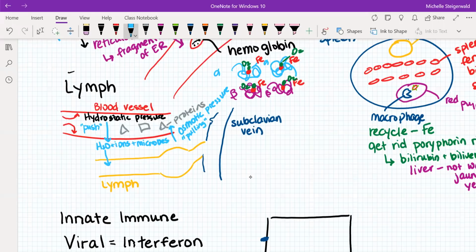The lymph vessels will pick up the fluid, the ions, the microbes, and move it through the entire system. The lymph vessels are extensive, and they have several lymph node centers. These are germinal regions. These are areas where immune cells congregate.